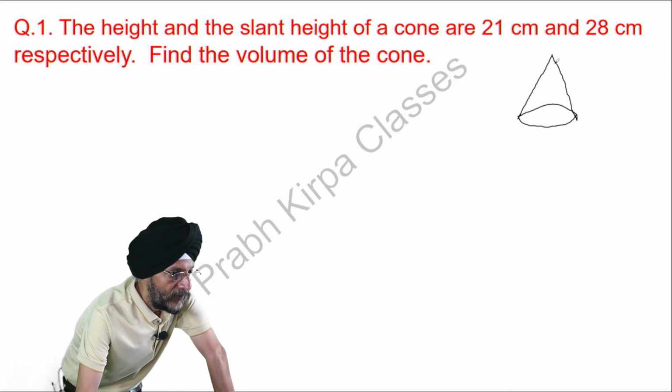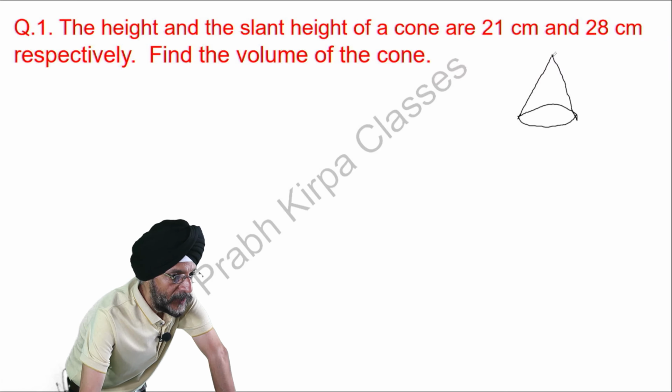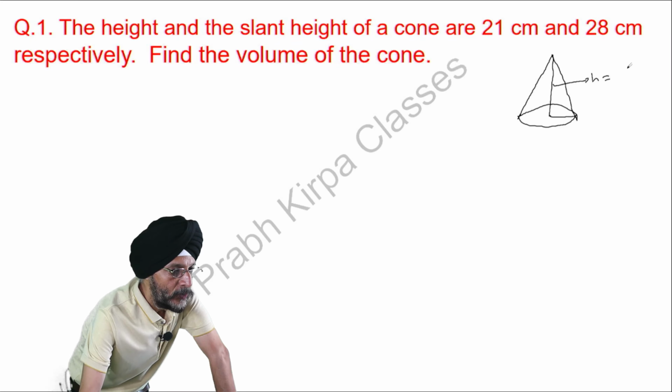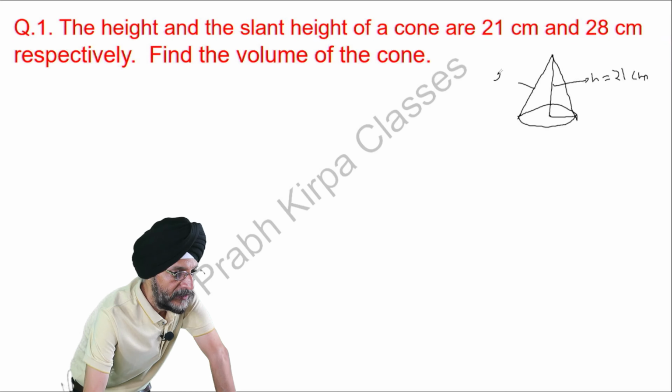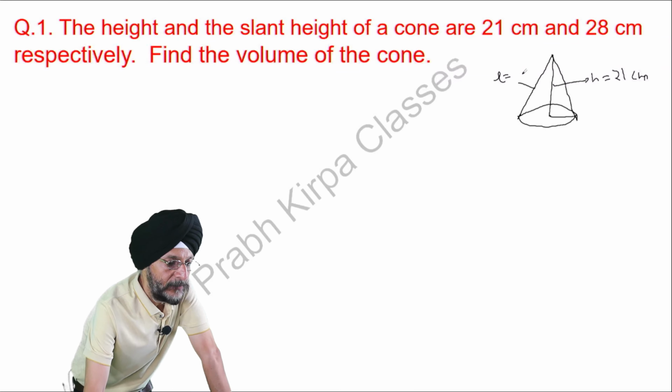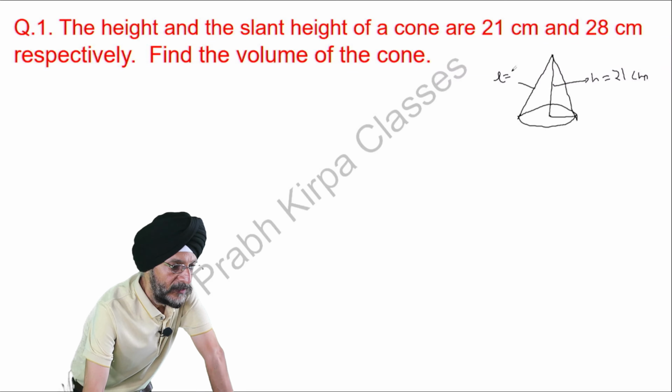And what has been given to us? Height. This is the height, and height is 21 centimeter. And the other item which has been given is slant height. This is the slant height, this one. Slant height is represented by the letter L. This is 28 centimeter.